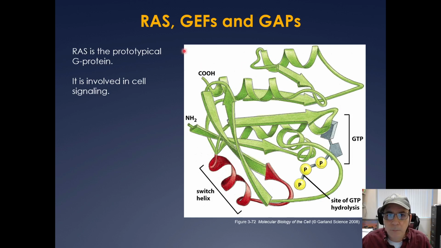Now it turns out that mutations in RAS are responsible for about 30 to 40% of all cancers. Okay, they don't have an exact number, but there's a range. I've seen both 30 to 40%. And so mutations in this are found in 40% of all cancers.